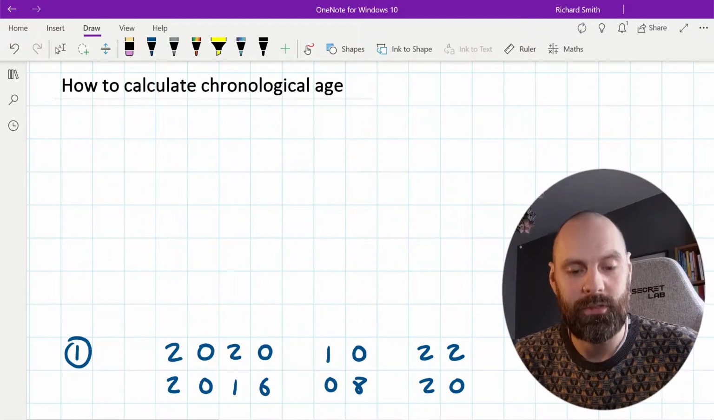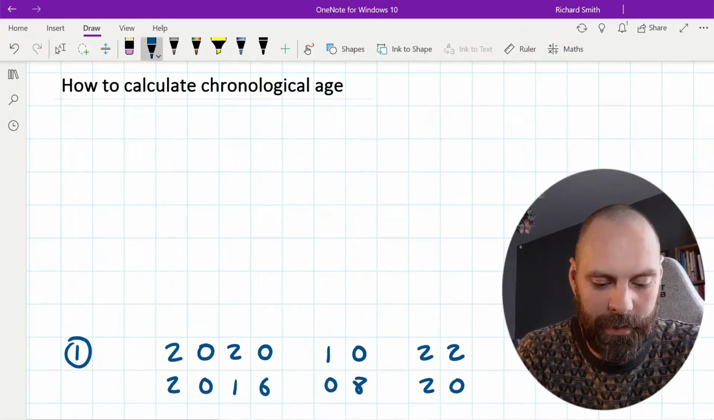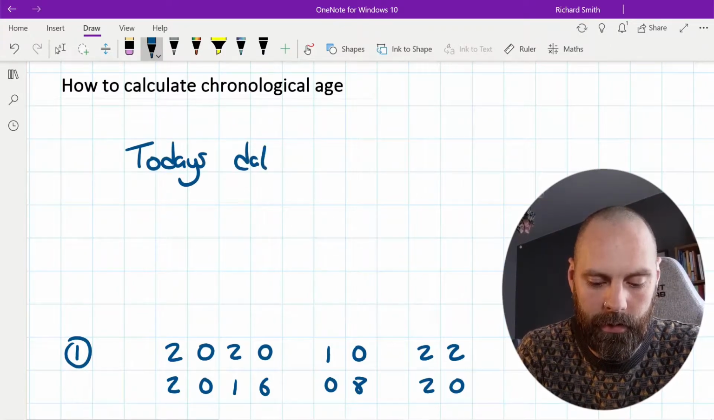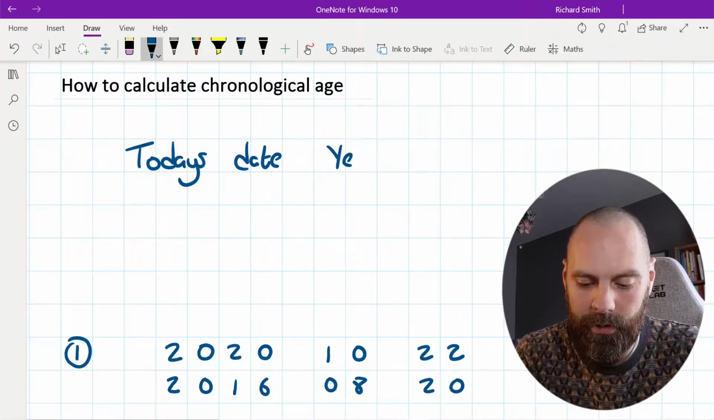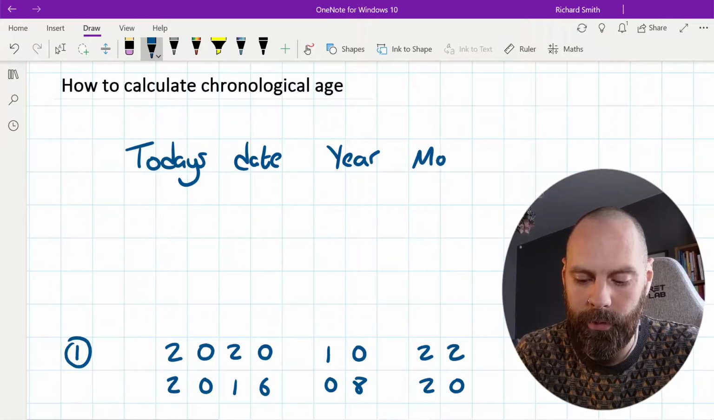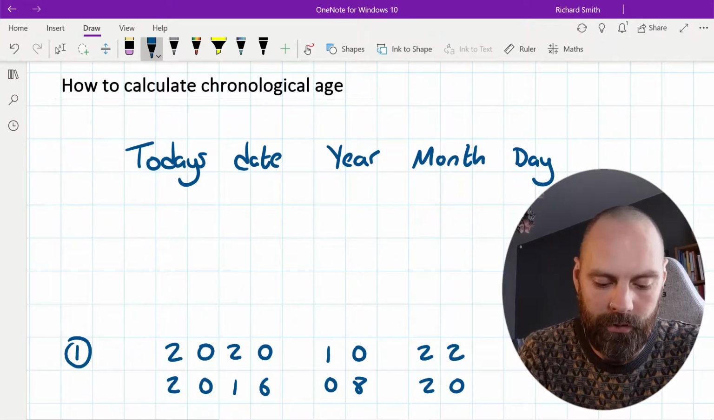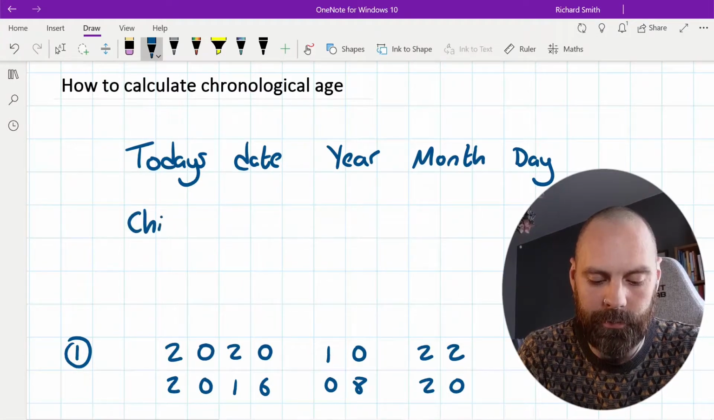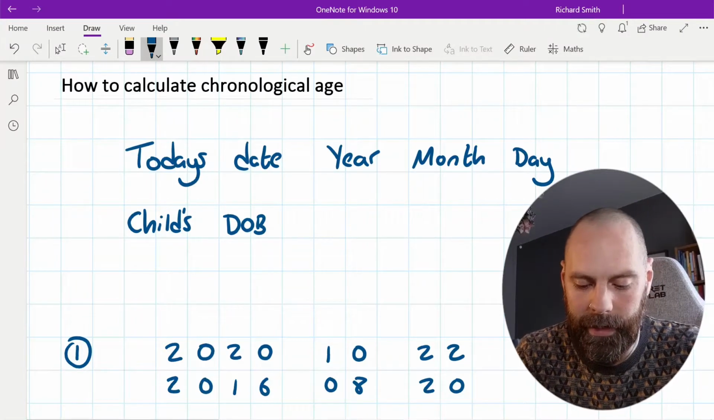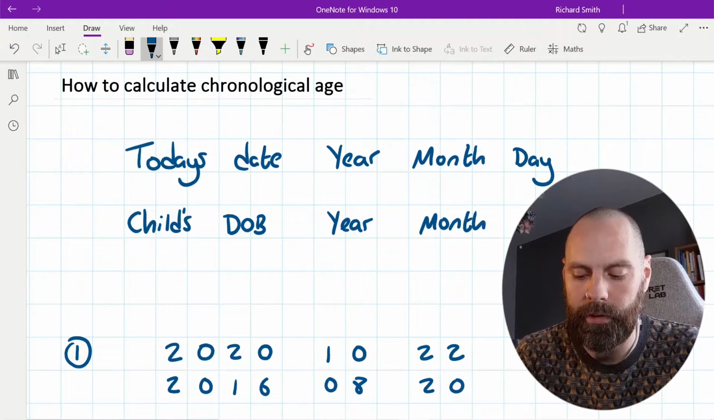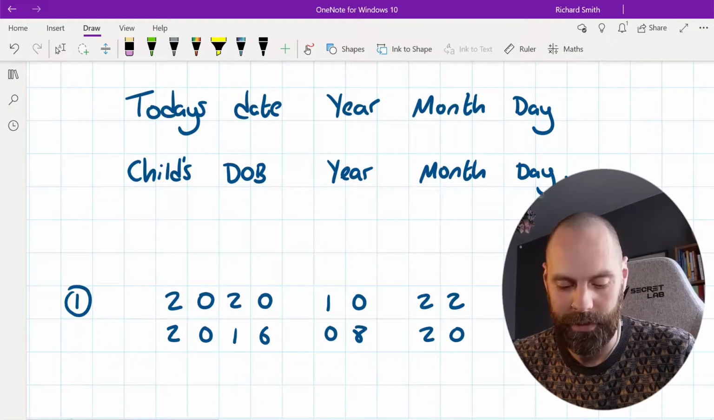The first thing you're going to do is write out today's date, and you're going to do that by starting with the year first, and then the month, and then the day, and then underneath that you're going to write the child's date of birth, and again the same format, year, month and day. Alright, so let's have a look at our first example.